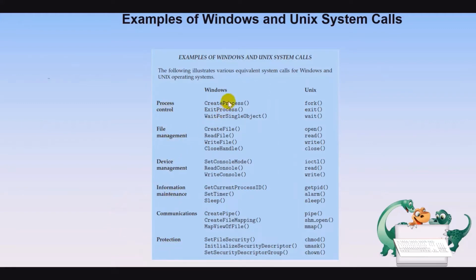And this table here summarizes and shows the comparison, or similarities if there are any, of Windows and Unix system calls. So in Windows, when we create process, in Unix we call it fork. Creating a process means fork in Unix. Exit process is also exit. Waiting for single object is wait here. So these are examples of Windows and Unix system calls.